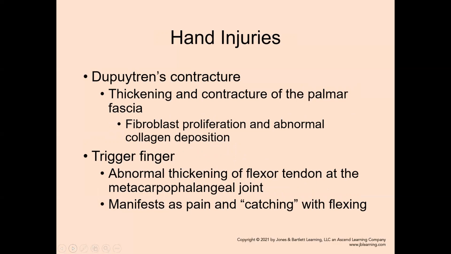Hand injuries, we have Dupuytren's contracture. This is a thickening and contracture of the palmar fascia. There is a fibroblast proliferation and abnormal collagen deposits. With a trigger finger, there is abnormal thickening of the flexor tendon at the metacarpophalangeal joint. This manifests itself as pain or catching while flexing.